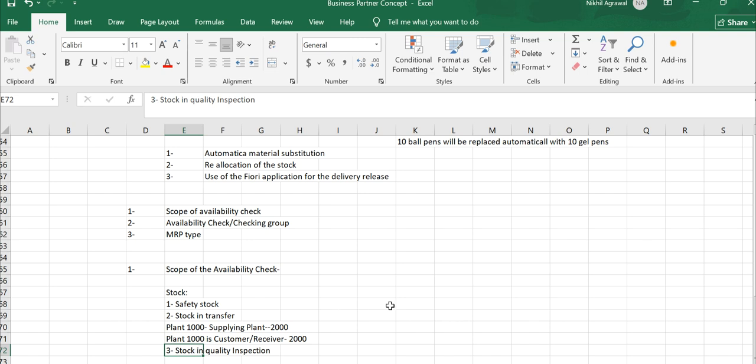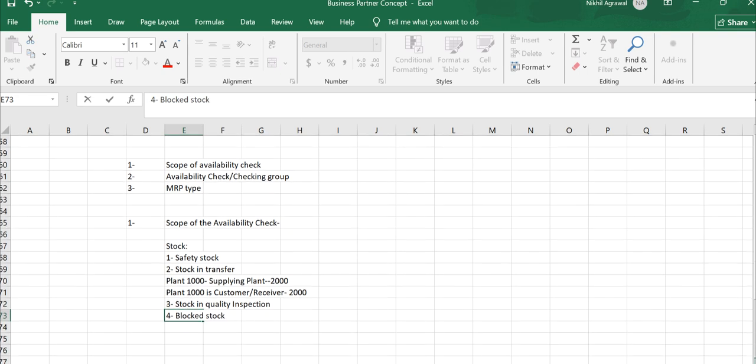Fourth is the blocked stock, guys. This stock, we are saying this as a blocked stock. The reason is maybe some stock is blocked because of reservations or because the stock is on hold.